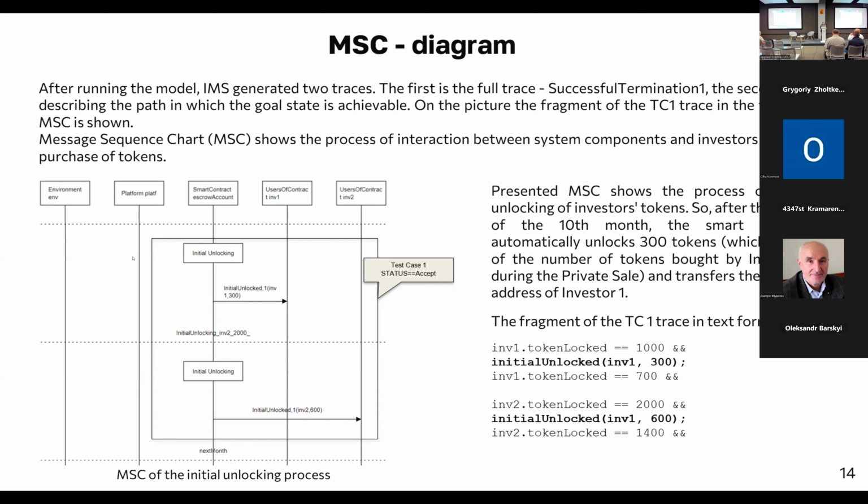The presented MSC diagram shows the process of initial unlocking of investor tokens. So after the arrival of the 10th month, the smart contract automatically unlocks 300 tokens, which is equal to 30% of the number of tokens bought by investor 1 during the private sale and transfers them to the address of investor 2. So our requirements are completed.